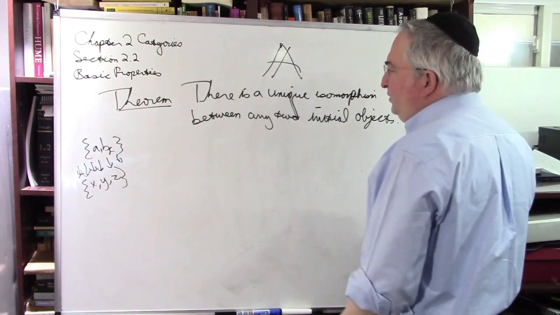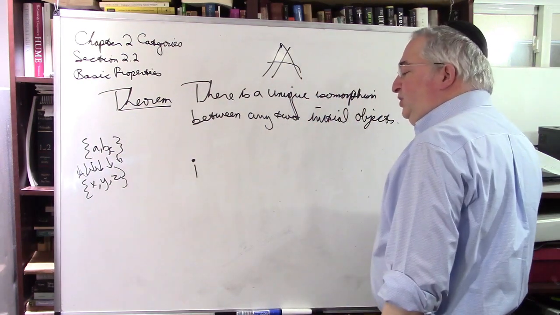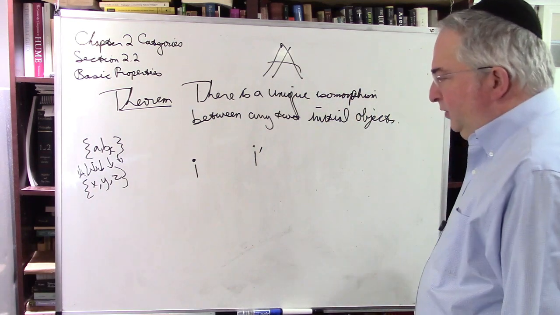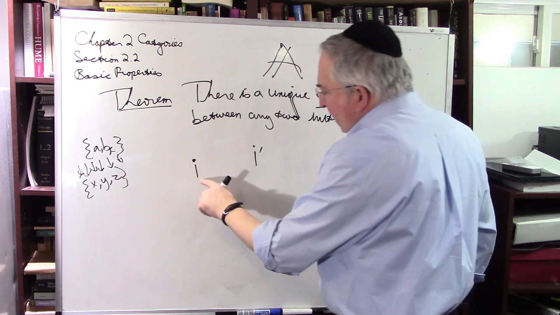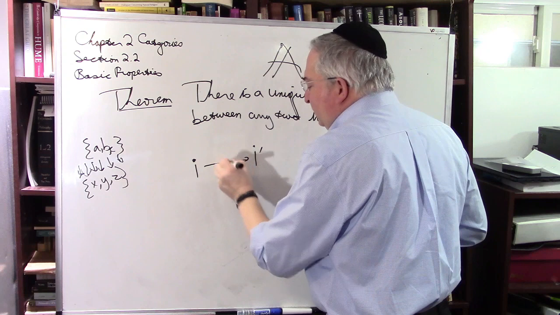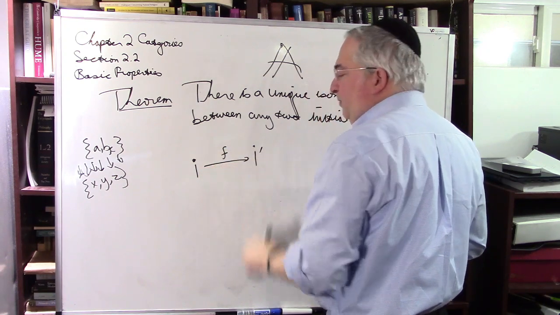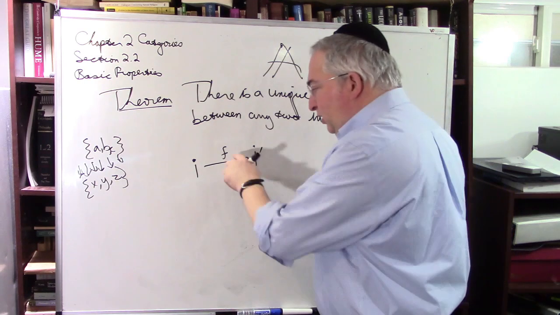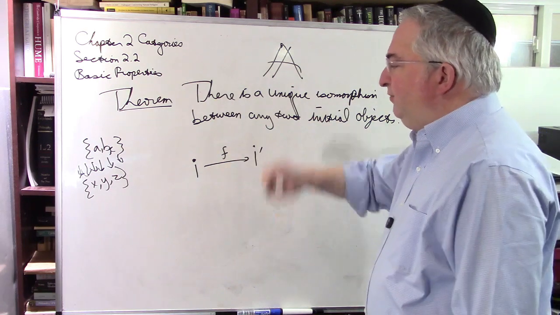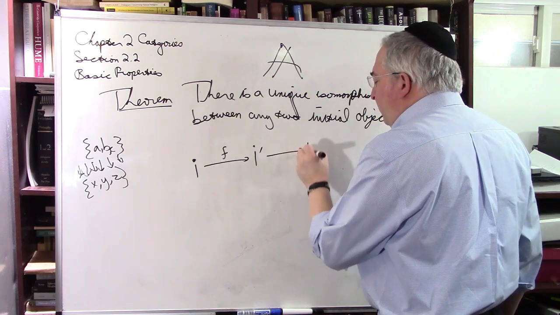What we have is as follows. Let's say there are two initial objects, I and I prime. Okay, great. Now, from the fact that this is initial and this is an object in the category, there's a unique morphism from here to here. Okay, that's what it means for I to be an initial object.